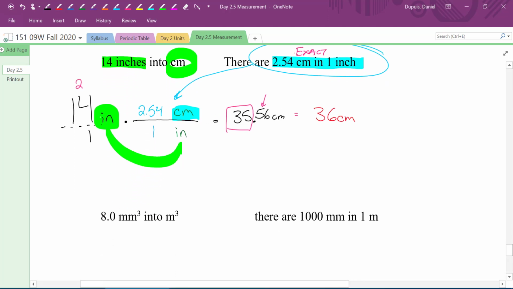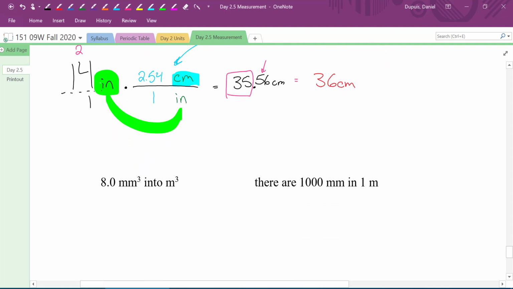All right, the next one. 8 millimeters cubed to meters cubed. Now I want to point something out here: these are volume to volume, right? But they are linear measurements.